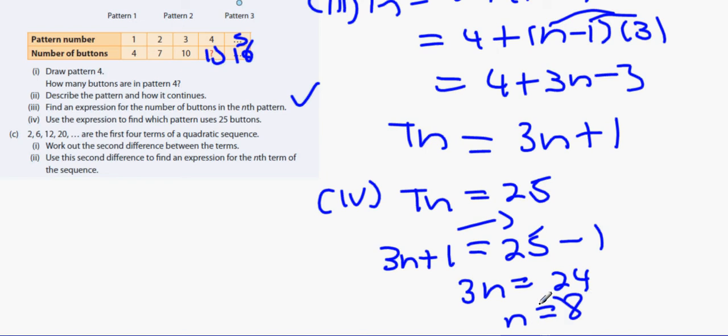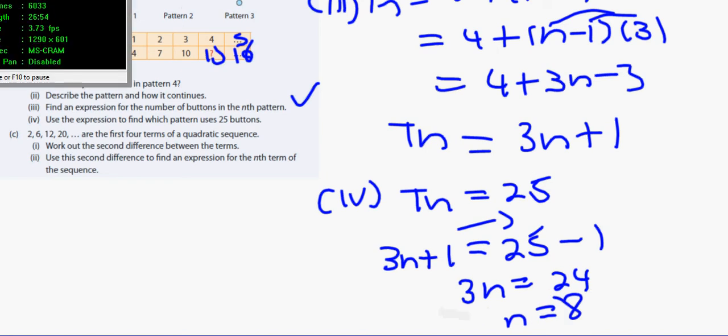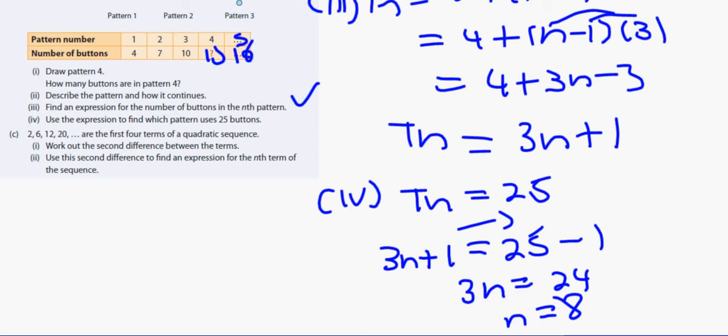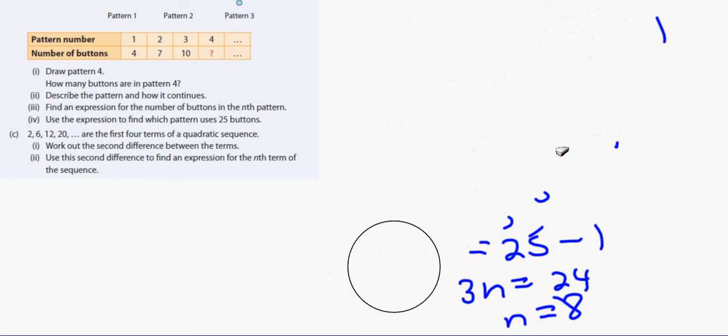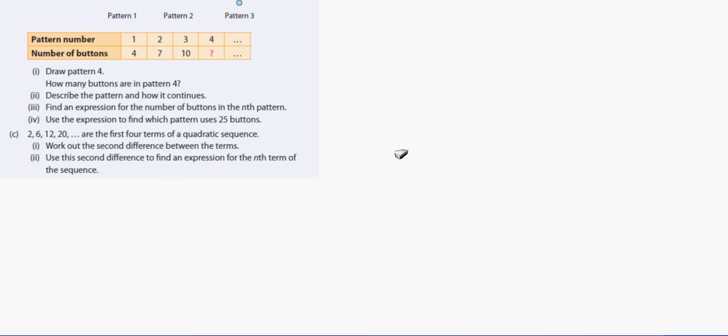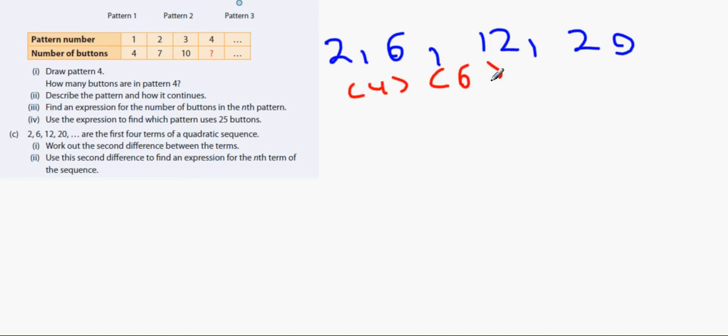Okay. Next one. These are the first 4 terms of a quadratic sequence. Work out the second difference between them. So this is part C. Okay. So it's going to be 2, 6, 12, 20. Okay, so the first differences are 4, 6, 8. And the second differences must be 2 and 2. So the second difference is 2.